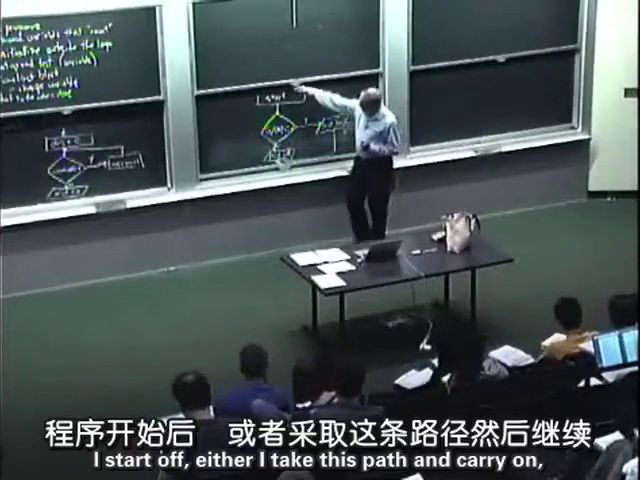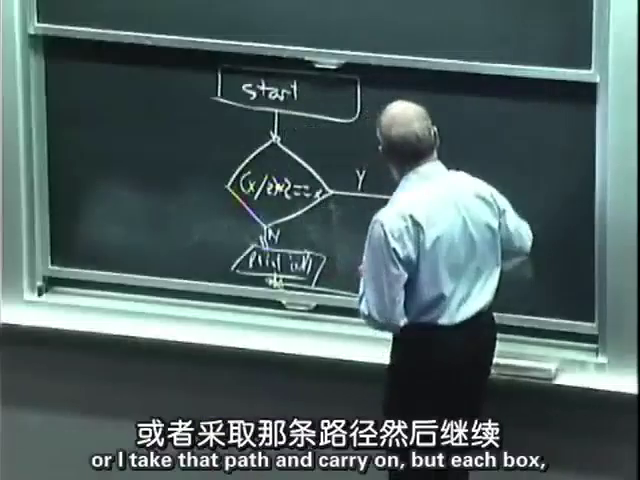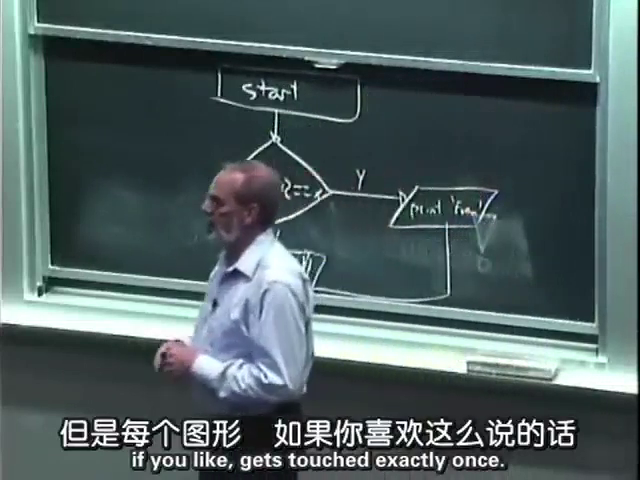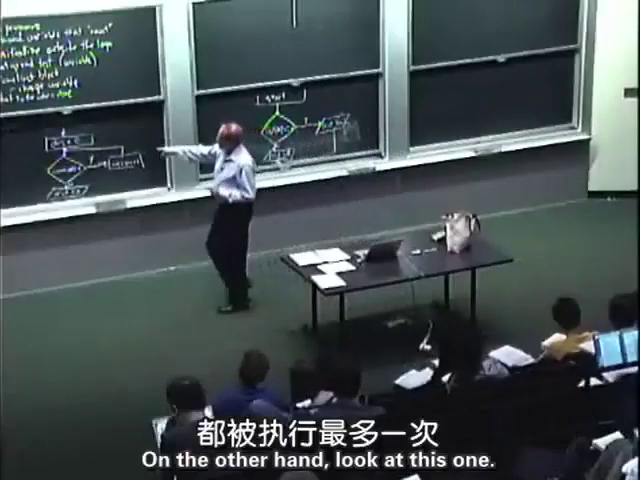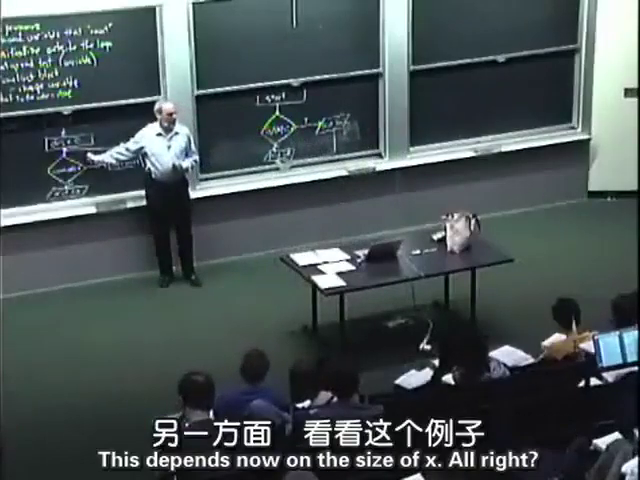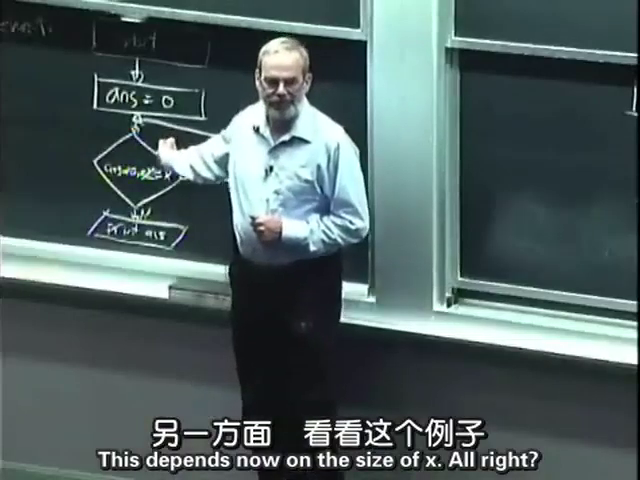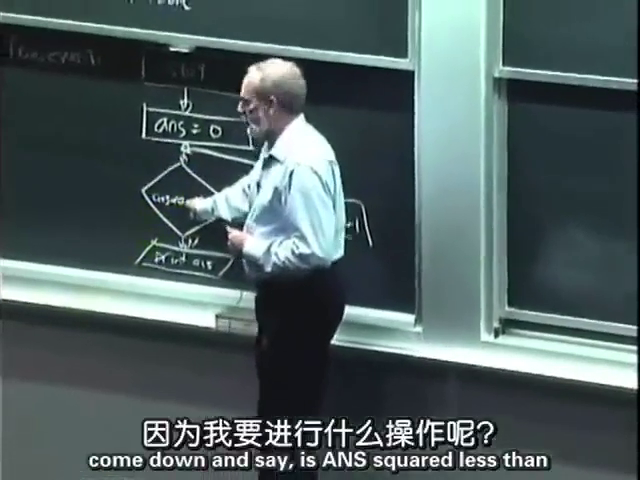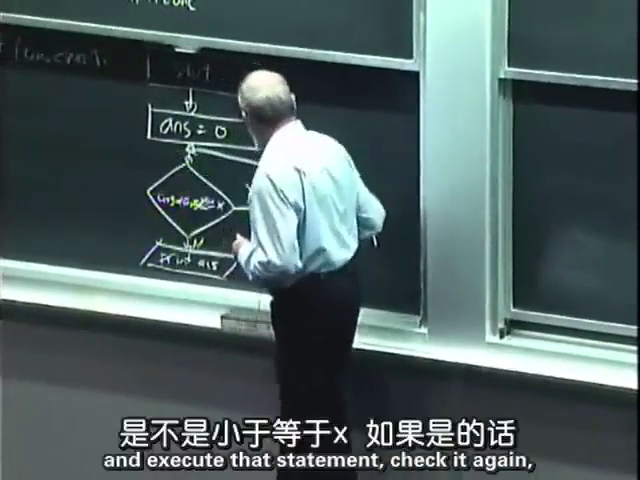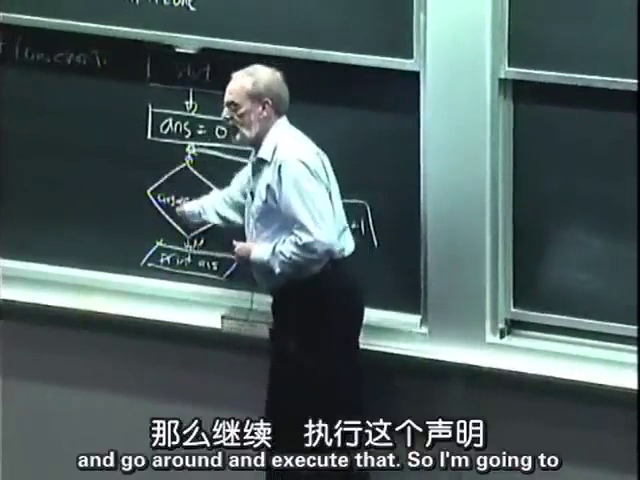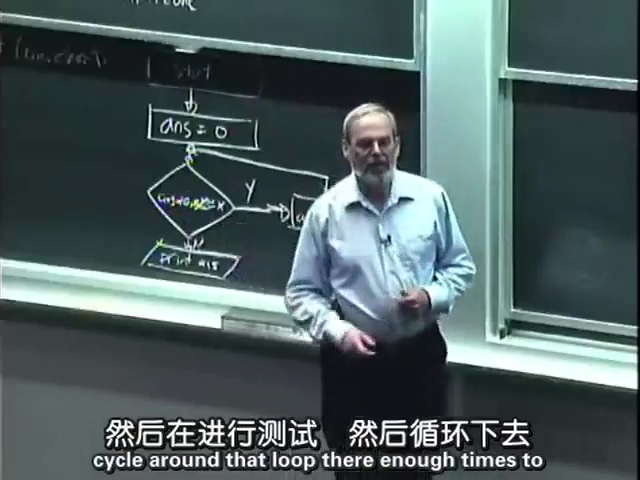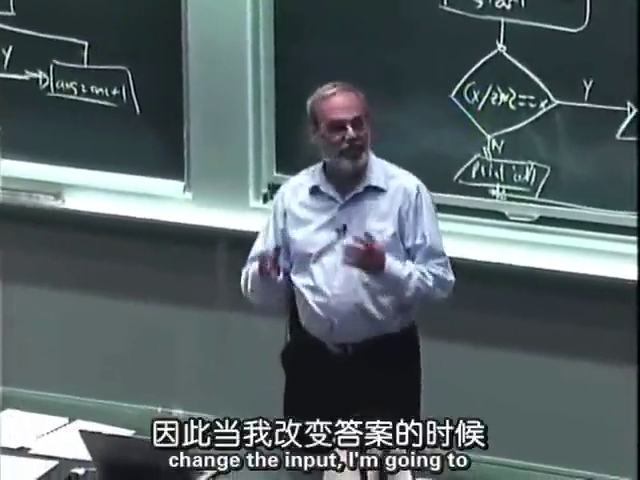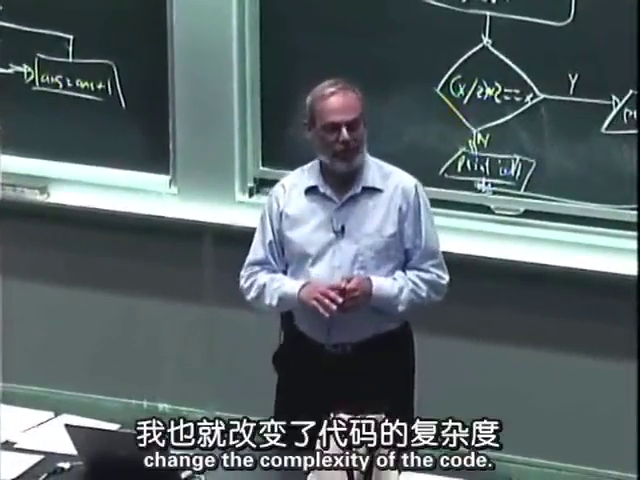I start off, either I take this path and carry on, or I take that path and carry on. But each box, if you like, gets touched exactly once. On the other hand, look at this one. This depends now on the size of x, right? Because what am I going to do? I'm going to come down and say, is ans squared less than or equal to x? If it is, I'm going to go around and execute that statement, check it again, and go around and execute that. So I'm going to cycle around that loop enough times to get to the answer. And that number of times is going to depend on the input. So as I change the input, I'm going to change the complexity of the code.